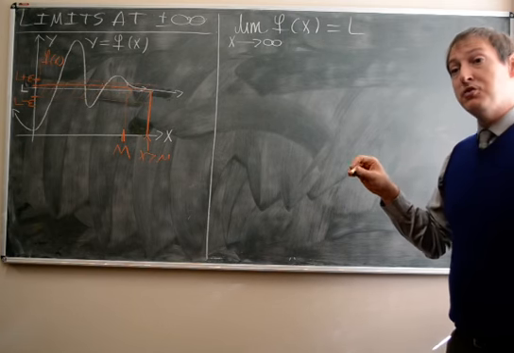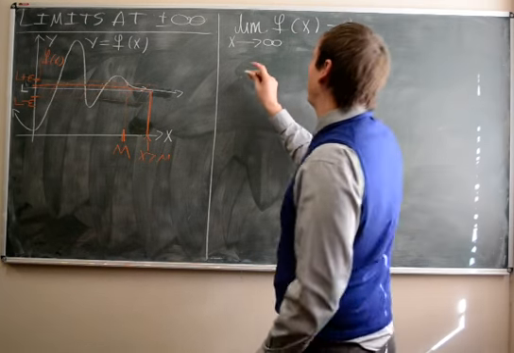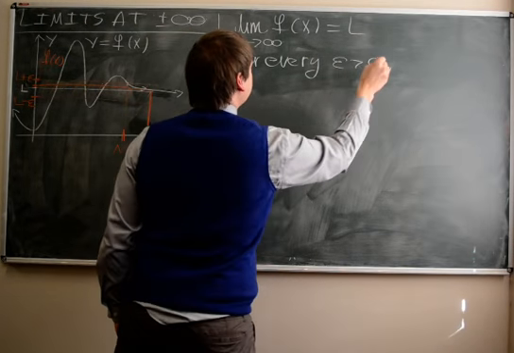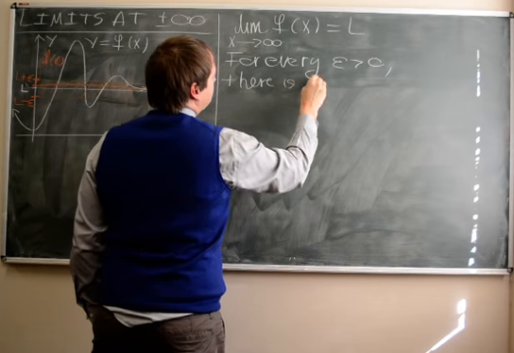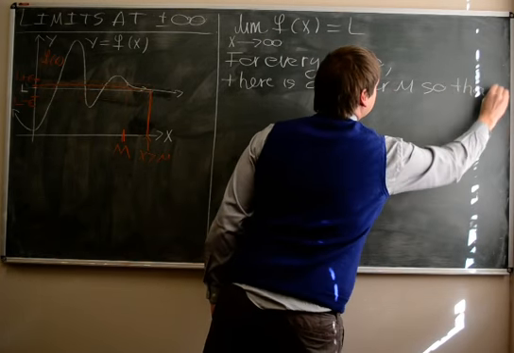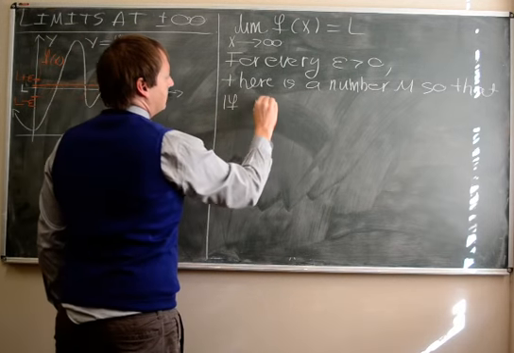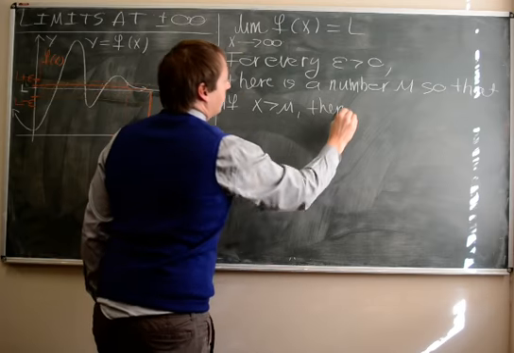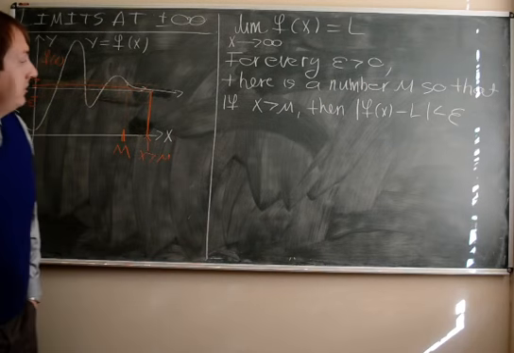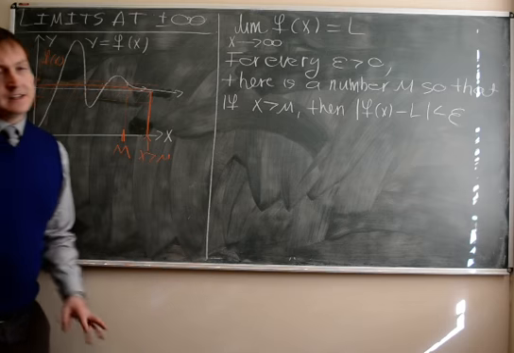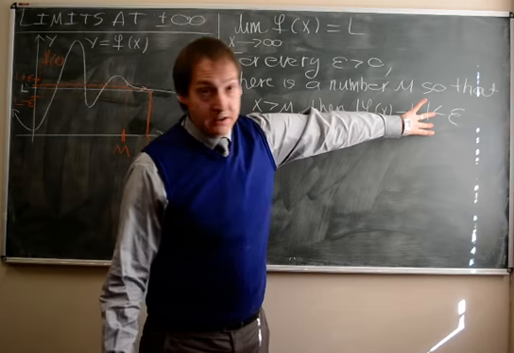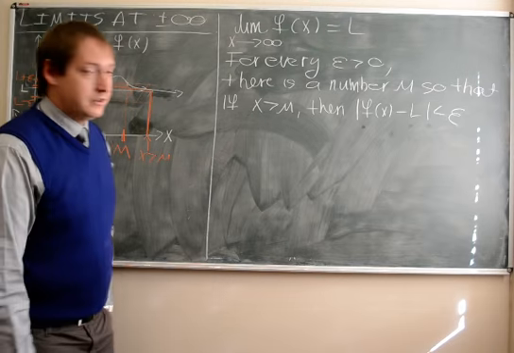So writing that down in formal mathematical symbols looks something like this. For every epsilon bigger than 0, there is a number m such that if x is bigger than m, then the absolute value of f of x minus L is less than epsilon. So this says exactly what our picture says and what our intuition tells us. We can get f of x as close to L as we like just by taking x large enough.